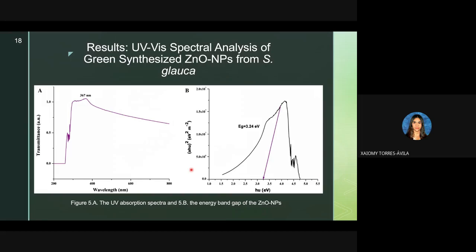Next, we have the ultraviolet visible spectral analysis of the nanoparticles. On the left side, we can see the UV absorption spectra, and if we look closer, we see an absorption peak at 367 nanometers. On the right side, we can see that the band gap energy difference has a value of 3.24 electron volts. Evidence shows that based on the absorption peak and band gap energy values, zinc oxide nanoparticles are considered as the main criteria for their beneficial aspects in pharmaceutical and biological fields. So that's a fun fact.